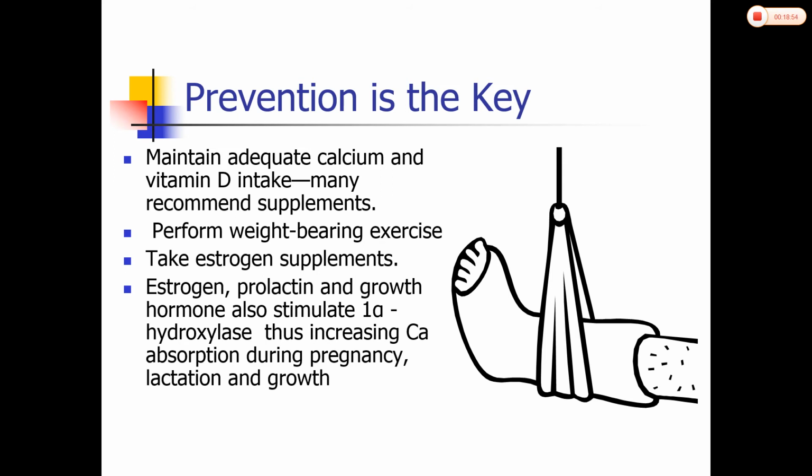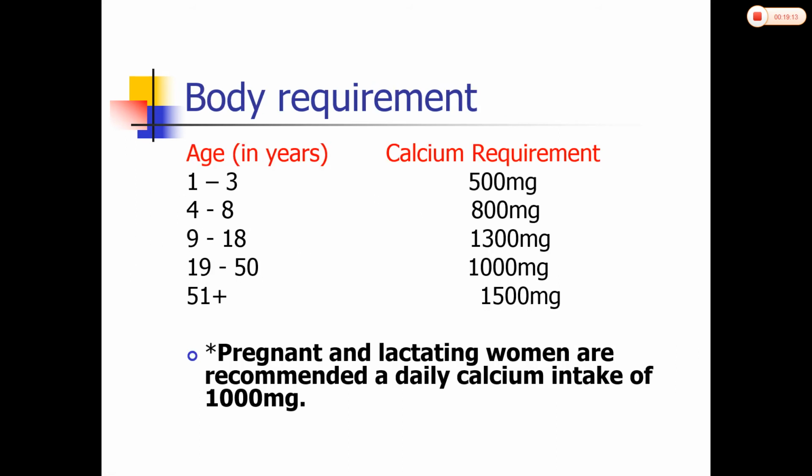perform weight bearing exercises. And in case of women, sometimes they take estrogen supplements to maintain, because estrogen, prolactin and growth hormone, all of them stimulate the 1-alpha hydroxylase, and thus it increases the calcium absorption during pregnancy and the lactation period along with the growth phase. So you can see the body requirement with the age: at 1 to 3 years, about 500 mg of calcium is required, but after 50 years of age it requires about 1500 mg.